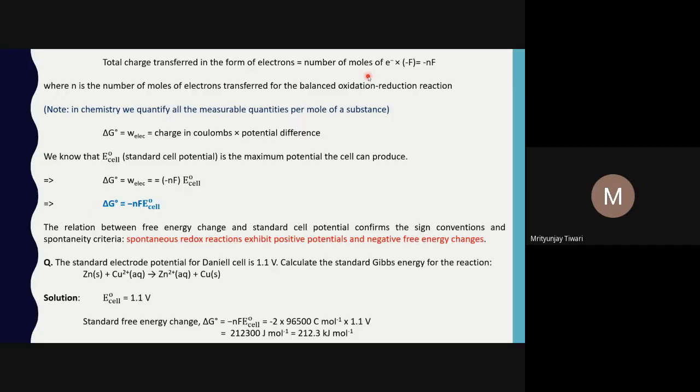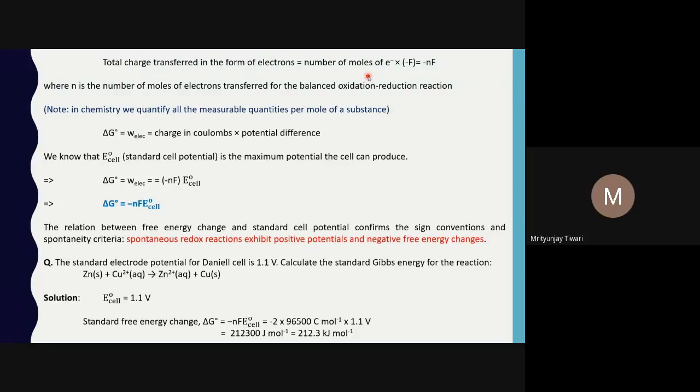And suppose in the case of the Daniell cell, we have seen 2 electrons are involved. Zinc gets converted into zinc 2 plus, and it loses 2 electrons. These 2 electrons per atom are produced, and they move to the cathode, and there these 2 electrons are used by the copper 2 plus ion, the cupric ion. So what does it mean? The 2 electrons per atom means 2 moles of electrons per mole of atom.